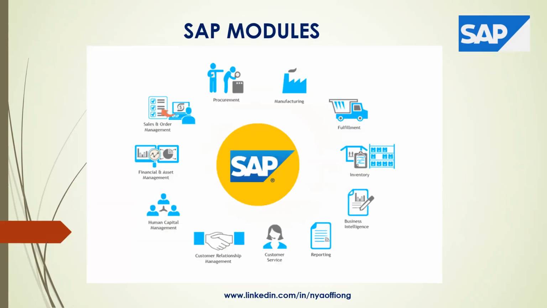SAP modules. There are different modules that exist in SAP. We have the procurement module, manufacturing module, business intelligence, inventory reporting, CRM, human resource, the financial, sales and order management, and the procurement modules. All these modules actually integrate with each other in real time, and they meet all business department processes.